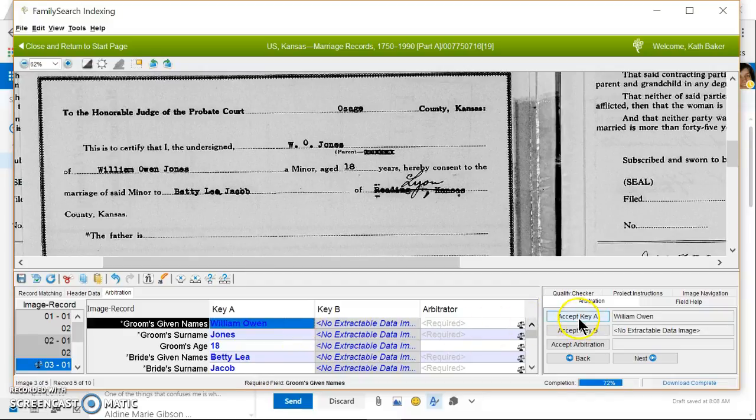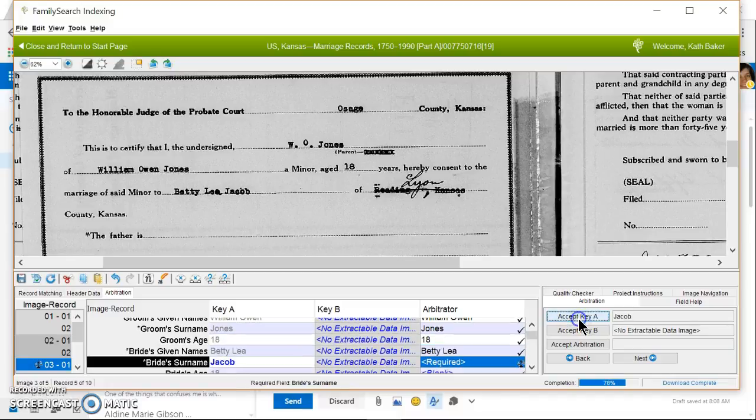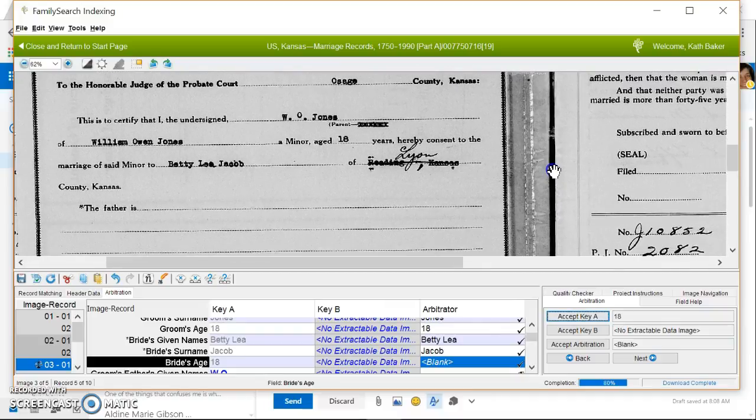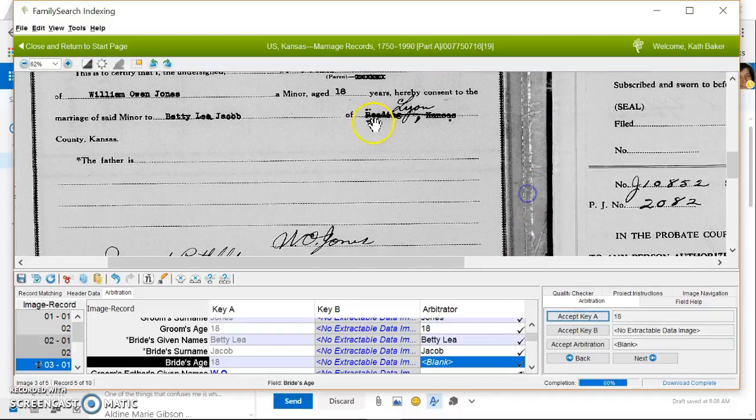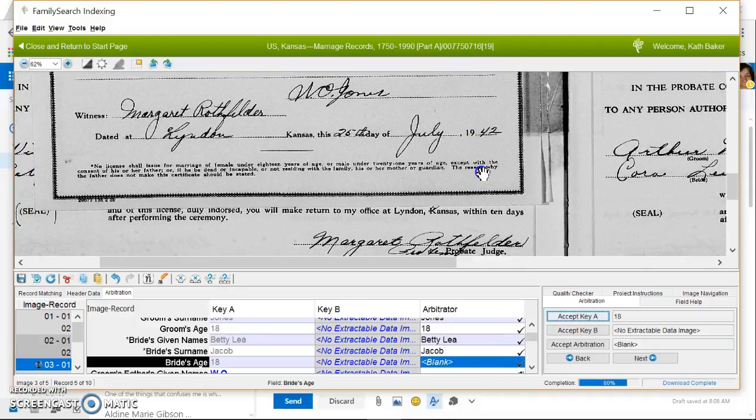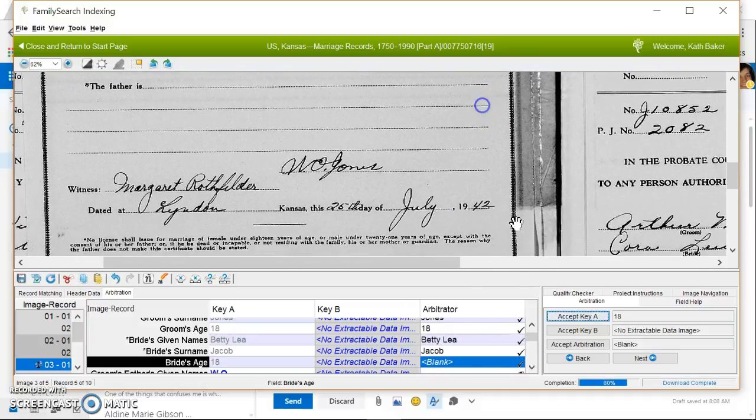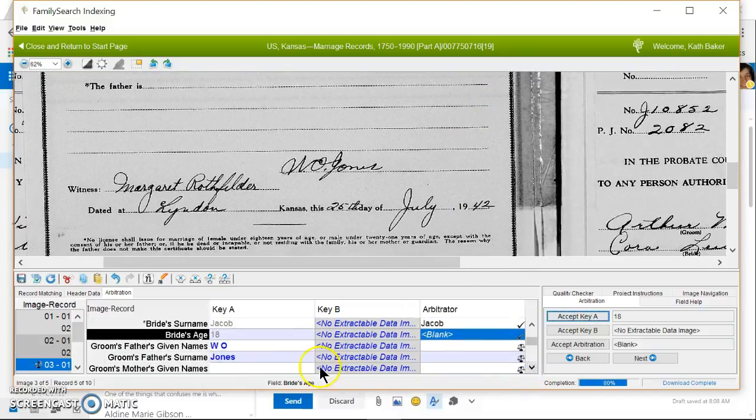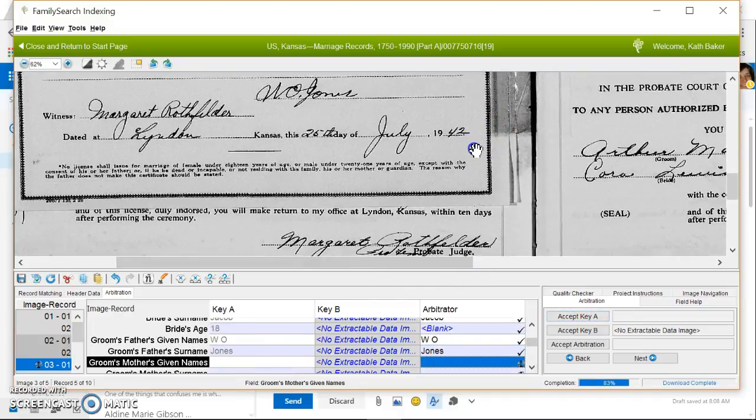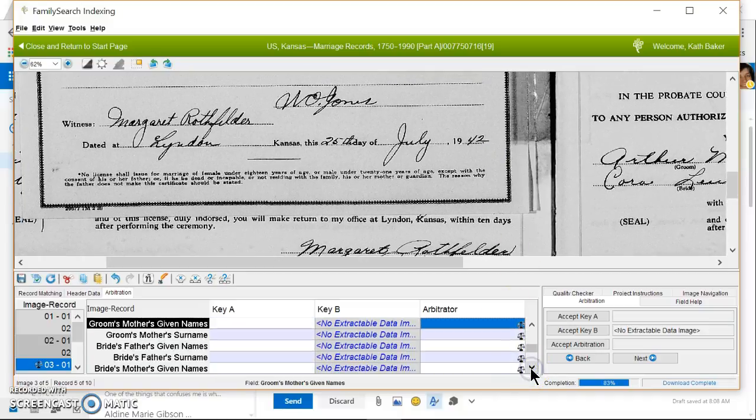And so we're going to accept key A. William Owen Jones is 18. Betty Lee Jacob is there. Again, it's Osage County, so we don't extract that. She lives in Lyon. We don't extract that. And then we have that the father is W.O., and it's W.O. Jones. It's the groom's father again. So I was hoping that would be the bride's. There is a date.